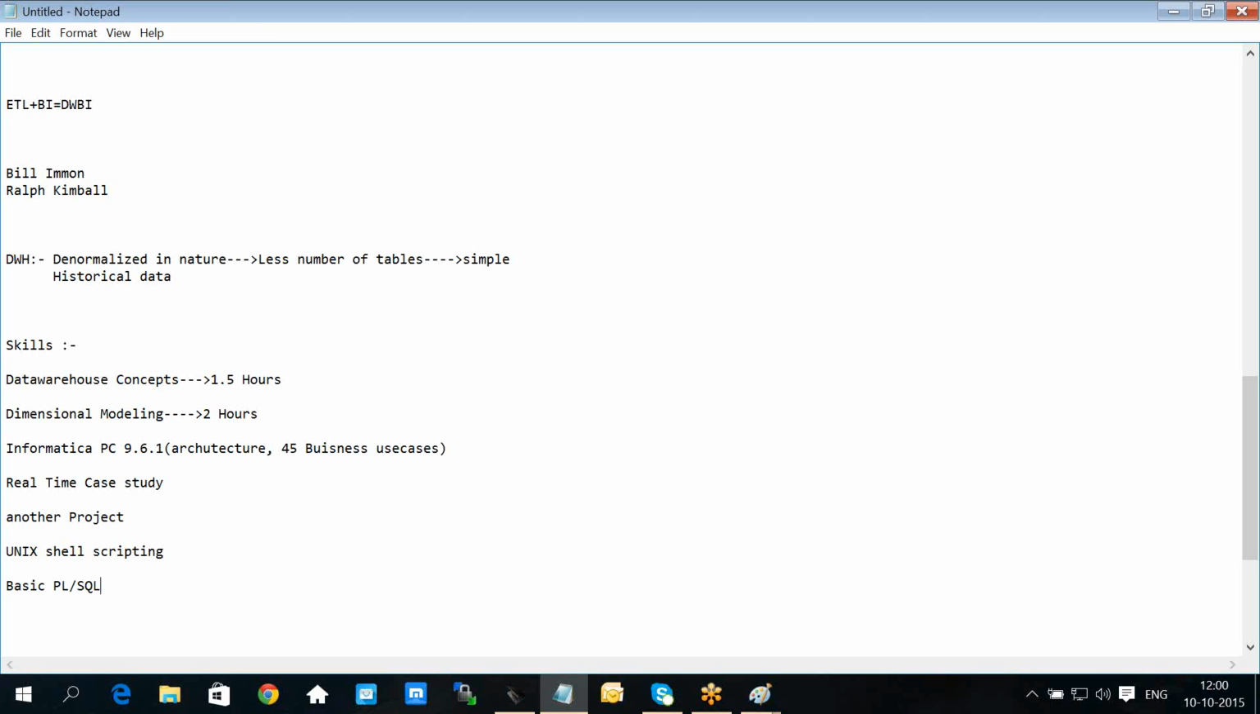So the total skills that are covered are data warehousing, dimension modeling, Informatica Power Center, a little bit of introduction to other Informatica products, and we'll talk about Unix shell scripting, and basic PLSQL will be covered as part of this. Since it is a weekend batch, the training will go for 6.5 weeks. When I say 13 days, it will go on Saturday and Sunday. Each day comprises 3 to 3.5 hours.